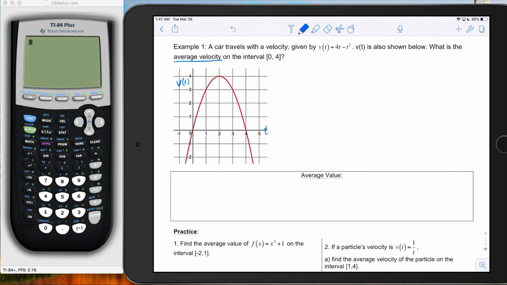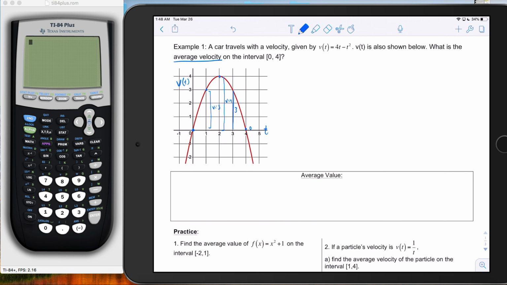So if they're basically asking for average velocity, what they're saying is, okay, at 0, my height is 0. At 1, my velocity is 3. At 2, my velocity is 4. And we got 3 again, and 0. Now if those were our only data points, we can average them, right? Add up all the points divided by 5 points.